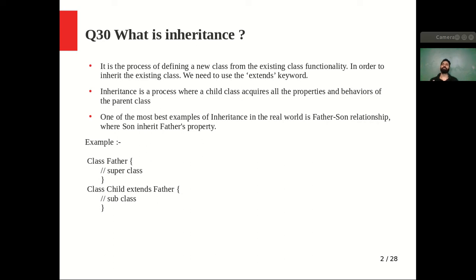So inheritance is a process where a child class acquires all the properties and the behavior of a parent class. Acquires means takes all the properties, meaning all the member variables, and the behavior, meaning methods, of a parent class. One of the best examples of inheritance in the real world is the father-son relationship, right? Where the son inherits the father's property. This is the best real-world example of inheritance, where the son inherits all the property of the father.